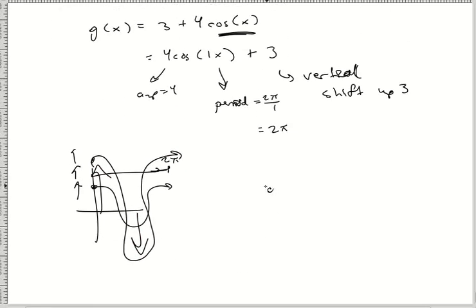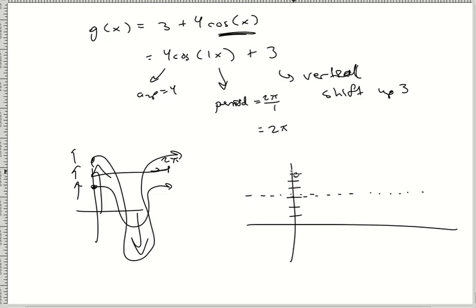So let's try to piece all that together. First off, we're going up by 3. 1, 2, 3. And this is kind of like my average line, the middle line. And then I'm going to go up 4. 2, 3, 4. And this is where I'm going to start my cosine.